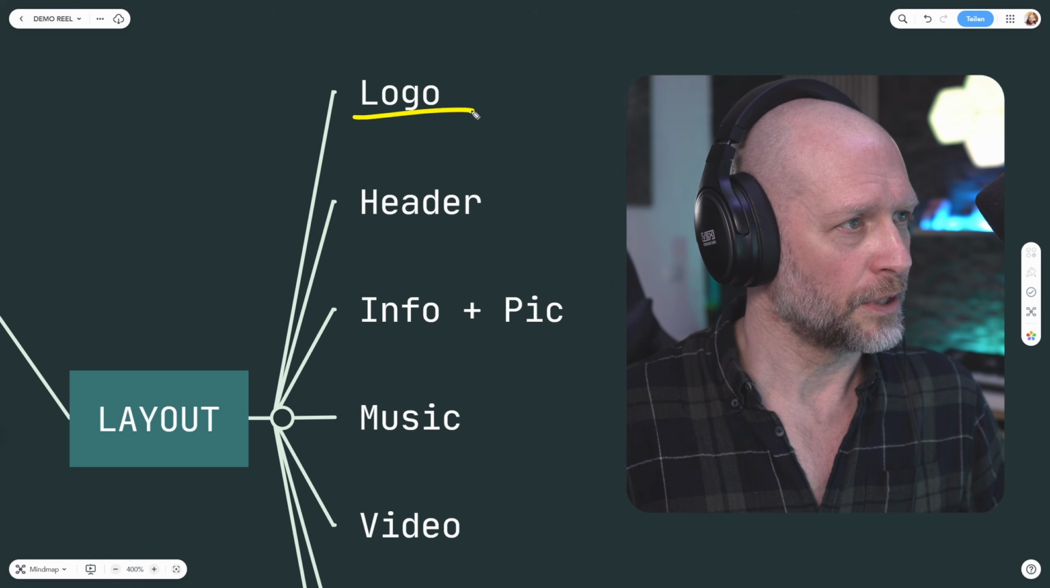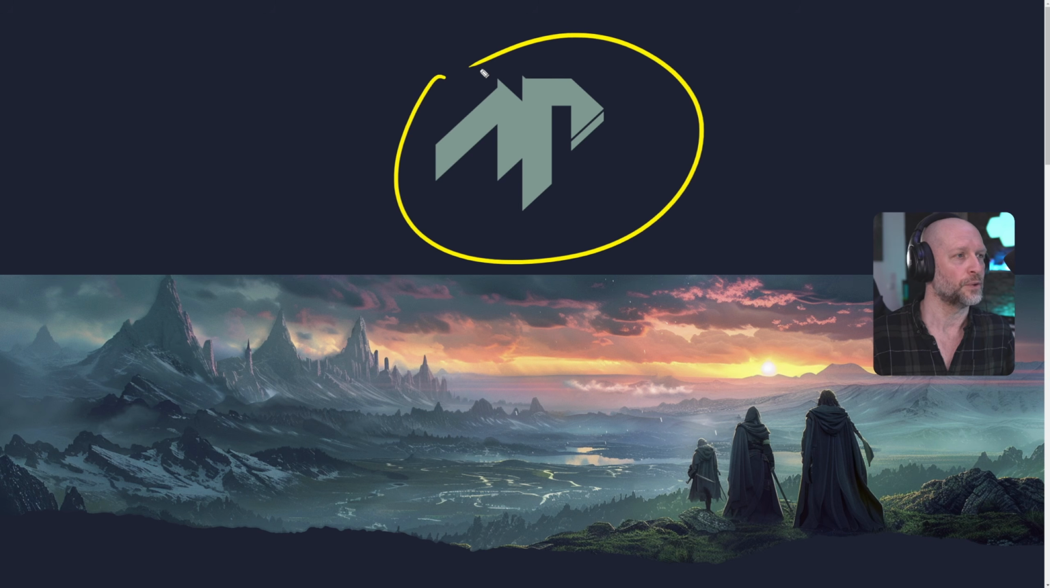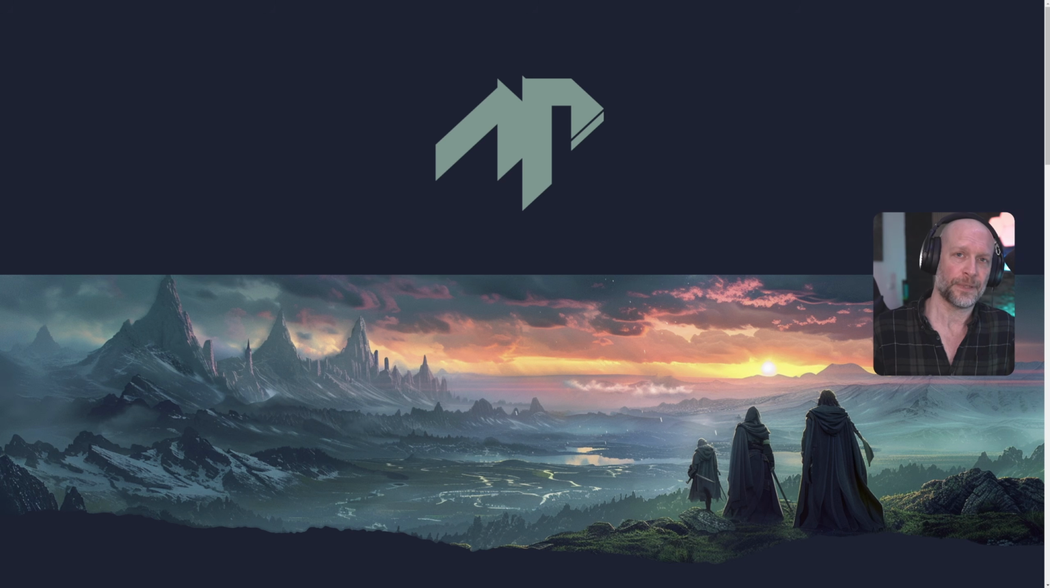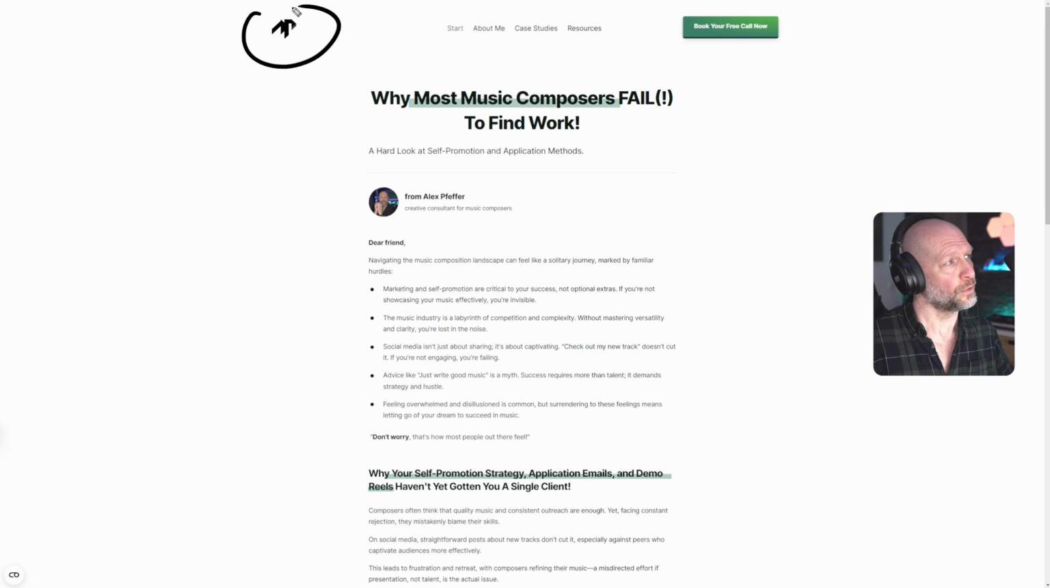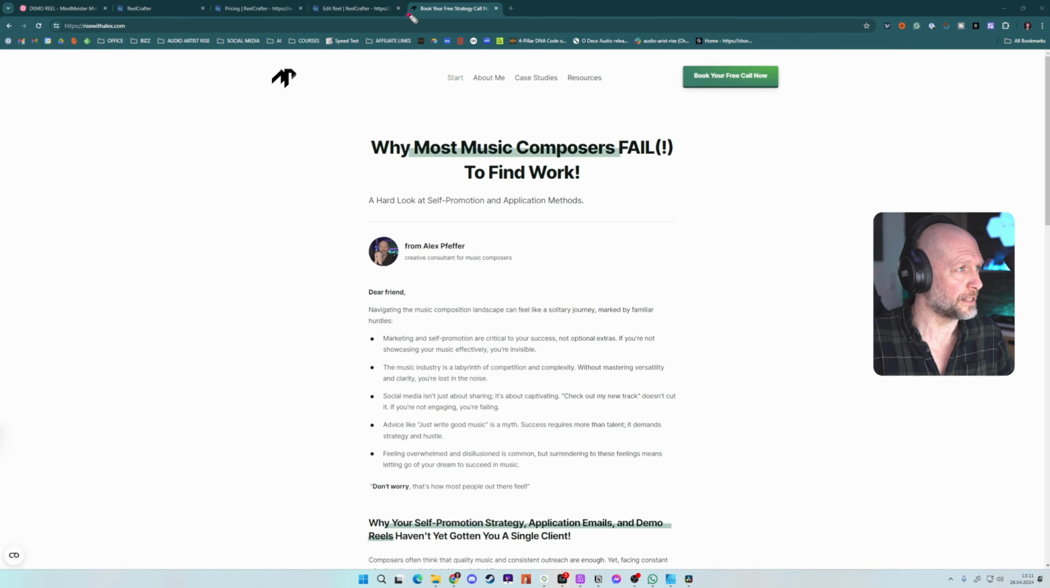So let's start with a logo. Always remember that your logo is your visual representation. It should be easy to see, easy to identify. It should work colored, black and white, or inverted. And in my opinion, also as a favicon up here.